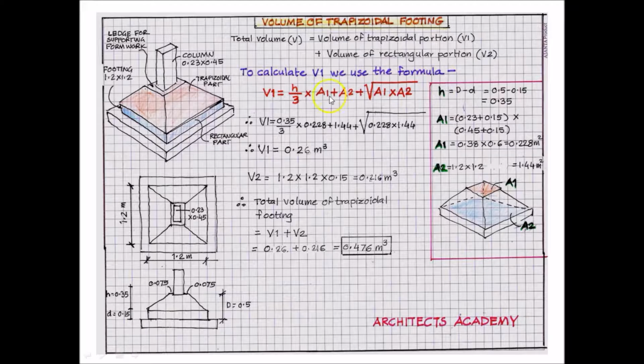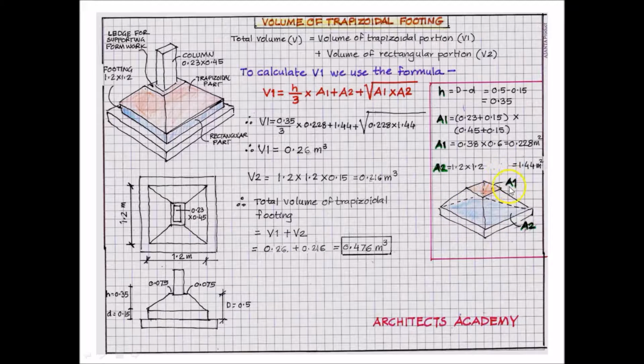So what you will see here is that h, which is denoting the height of the trapezoidal portion which we saw earlier, 0.35, has been derived like this. The total height of the footing, which was D, less the rectangular part, that is 0.15, gives us 0.35. Now area A1 is the top of the footing here and area A2 is the bottom of the footing here.